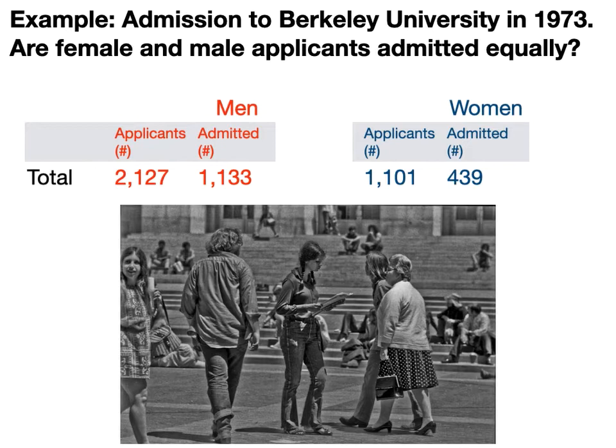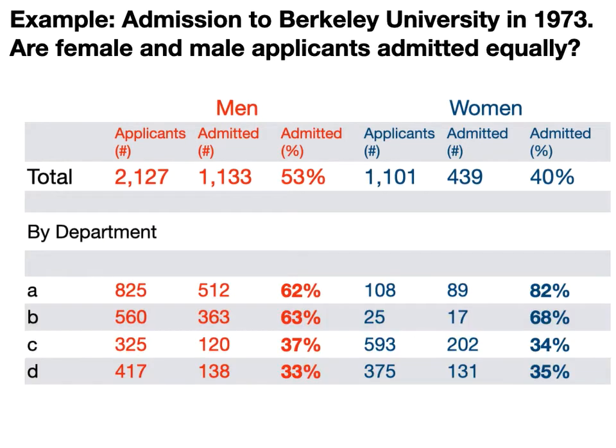They had numbers for how many men and women applied to Berkeley in 1973, and they had numbers for how many men and women were admitted. So this is a real example. And when you calculate the proportions, what they found was that over 50% of the men who applied were admitted, but only 40% of the women who applied were admitted. So this looks bad. This suggests that men are perhaps being preferred in the admission process as compared to women. And so this was potentially a real problem if that was correct.